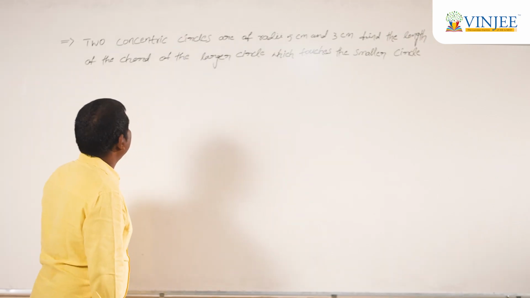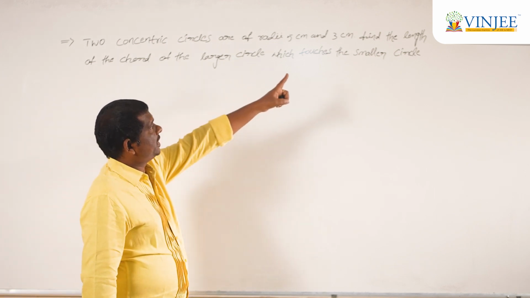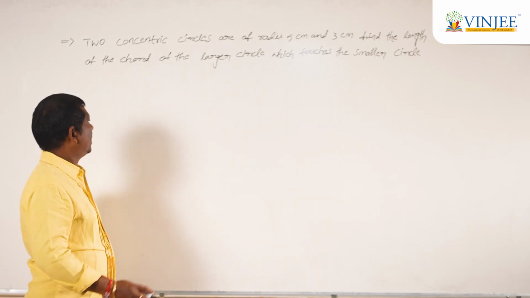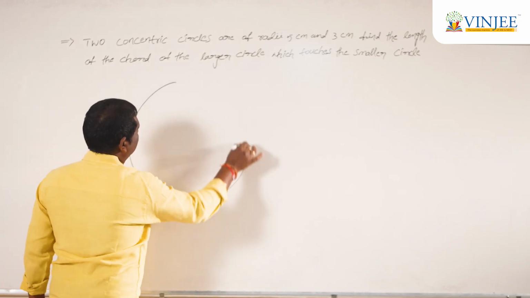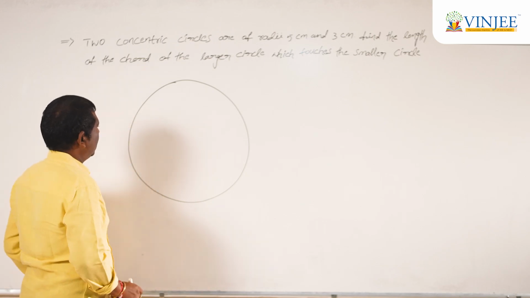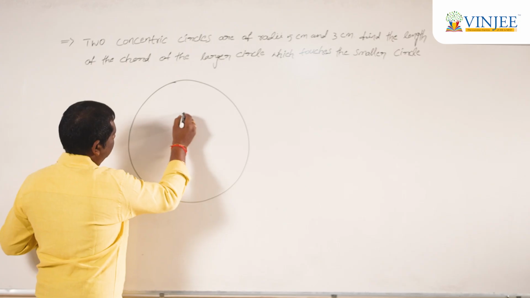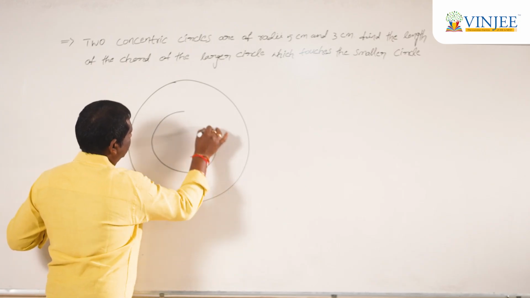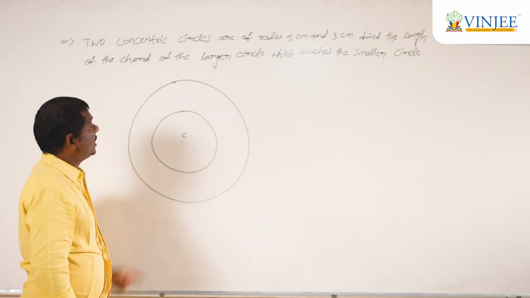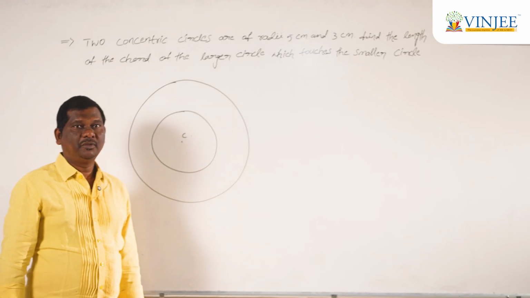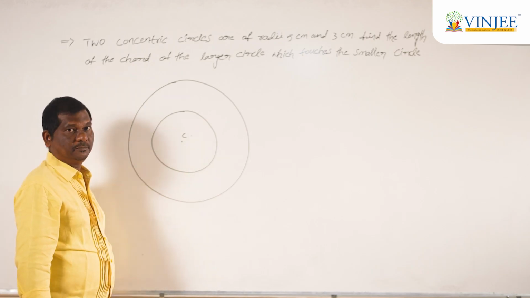See here, two concentric circles of radii 5 centimeters and 3 centimeters are given. Now here concentric circles means having the same center. This is the bigger circle of radius 5 and this is the smaller circle of radius 3. Let us suppose the center of these two circles. What I am saying? Concentric circles means the center should be the same. That means the center of the bigger circle and smaller circle, let us suppose, will be equal to C.